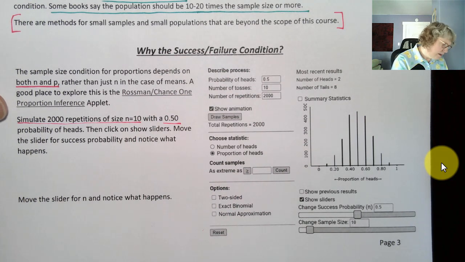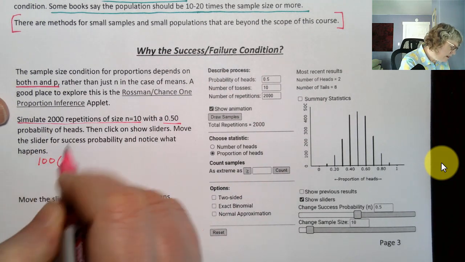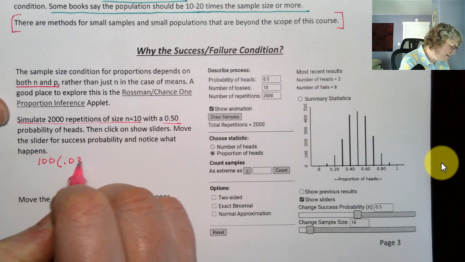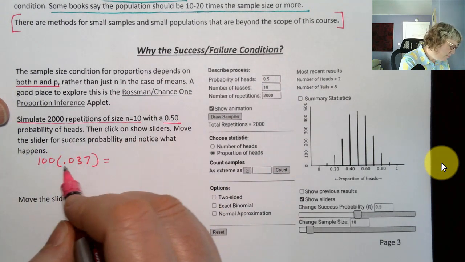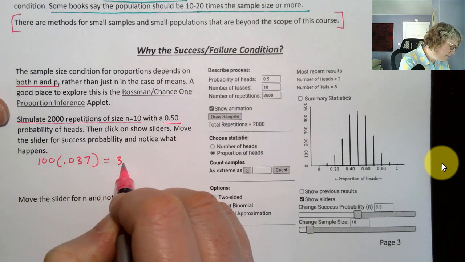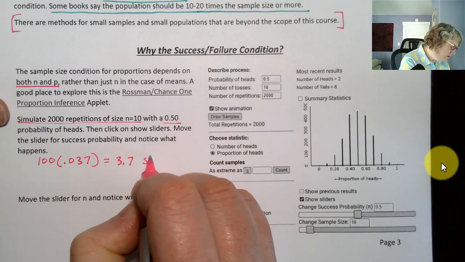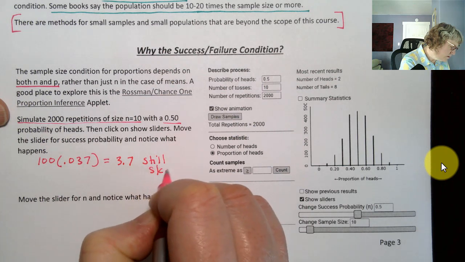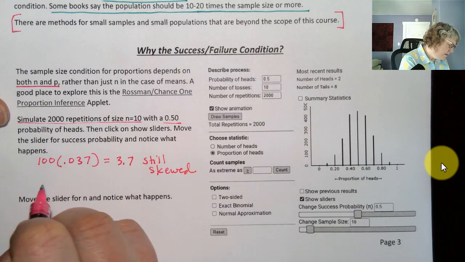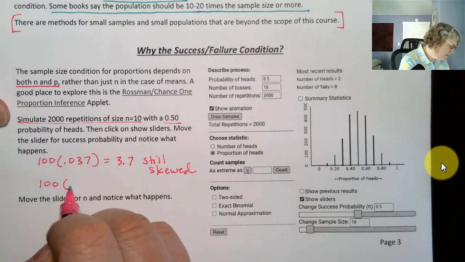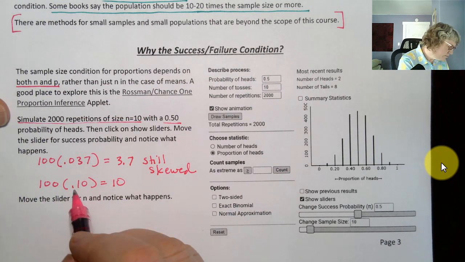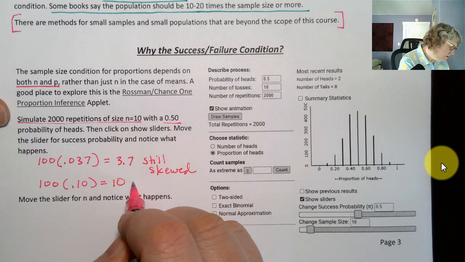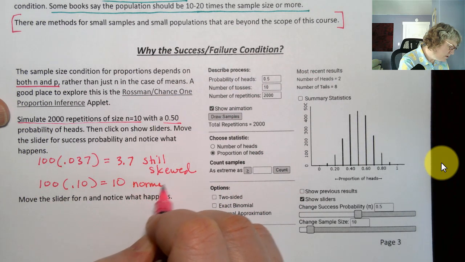So when I did 100 times 0.037, I think that was roughly what it is. It's off my calculator now, but that's moving the decimal over twice. So that'd be 3.7. So that was still skewed. And when I did 100 times 0.10, that was 10. And that was normal, the normal shape.